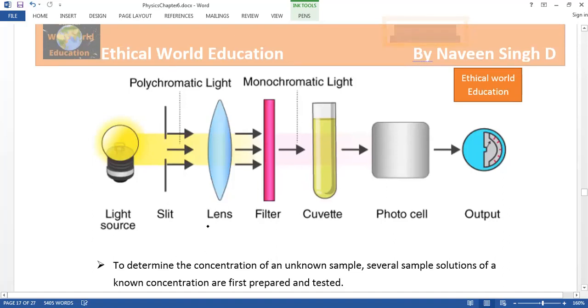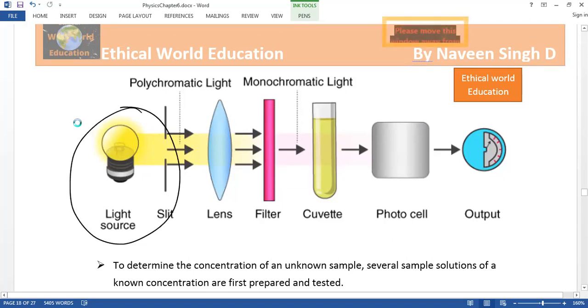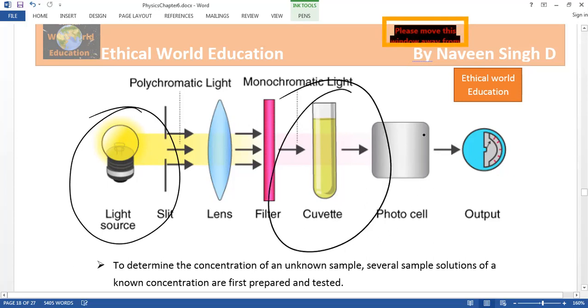So there are three main components of the calorimeter. The first main component is light, the second is the cuvette, and the third is the photocell. These are the three main components of the calorimeter.